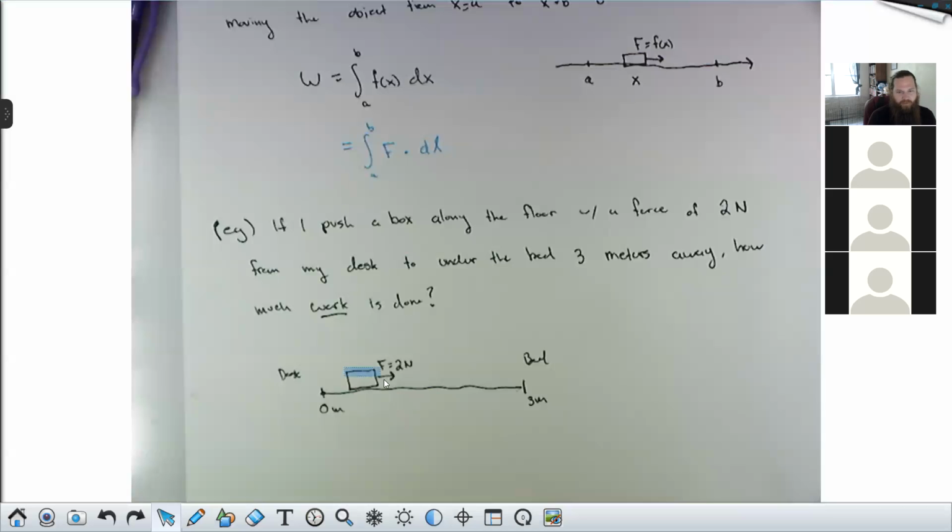But I'm always using the exact same force. So right here at 0.8 meters, I'm applying 2 newtons. Right here at 1.5 meters, I'm still applying 2 newtons. As I arrive at the bed, I'm still applying 2 newtons. The force is constant.